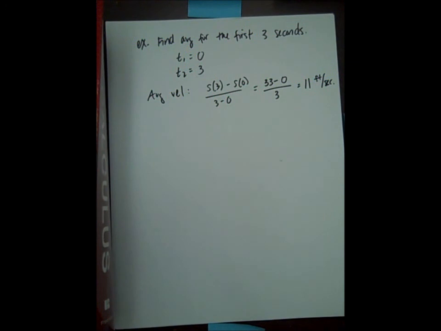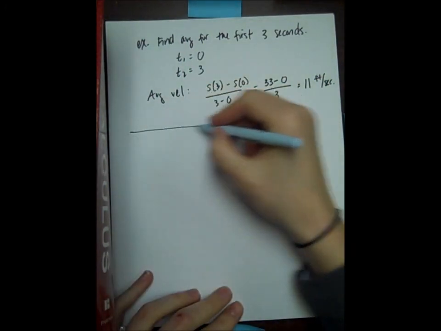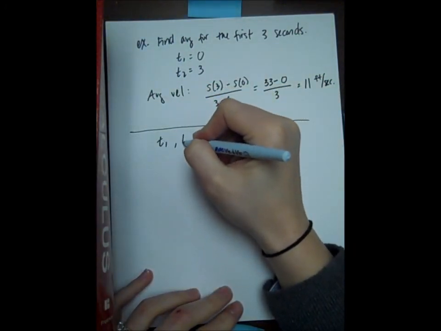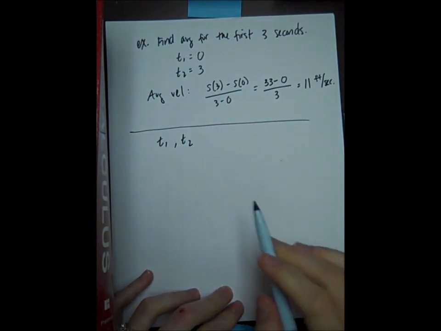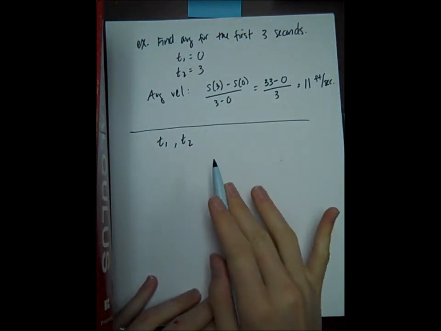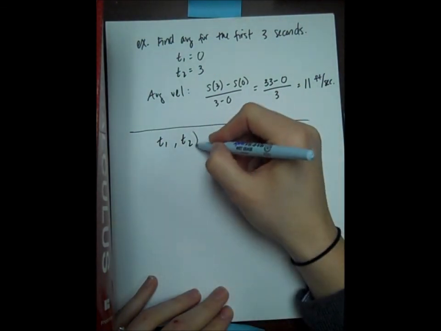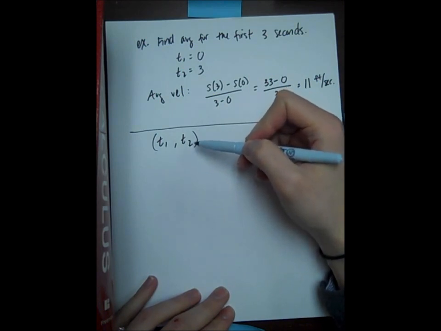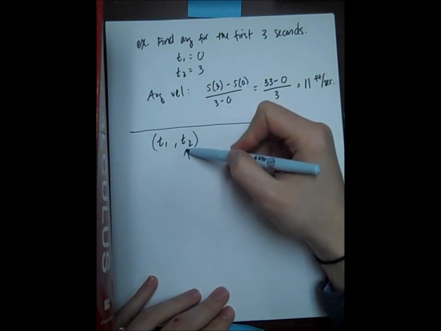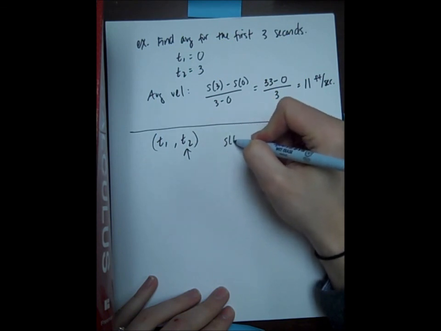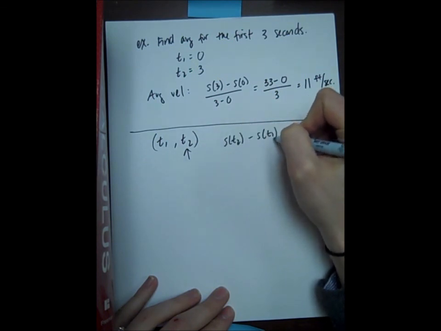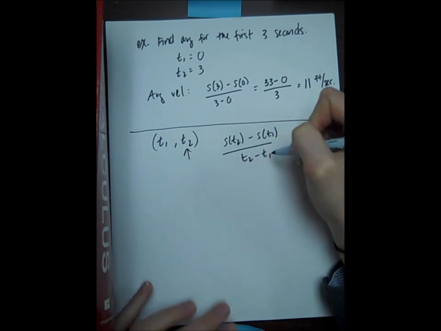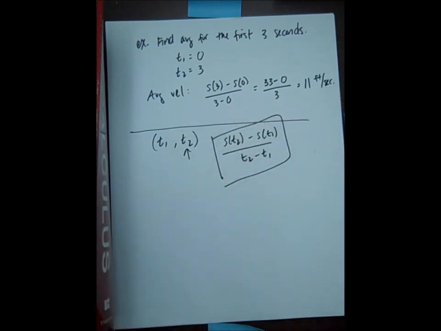Whenever you're trying to find average velocity, you're going to be given some sort of interval, a starting t and an ending t. So you're always going to be given a t1 and a t2. That's going to be your interval. It might tell you explicitly what these are, or it might give you an interval in interval notation. Either way, you're going to have a starting time and an ending time. Plug those into your position. Be careful that you put the second one first. So it always has to be s of t2 minus s of t1, divided by t2 minus t1. This is always going to be your average velocity.